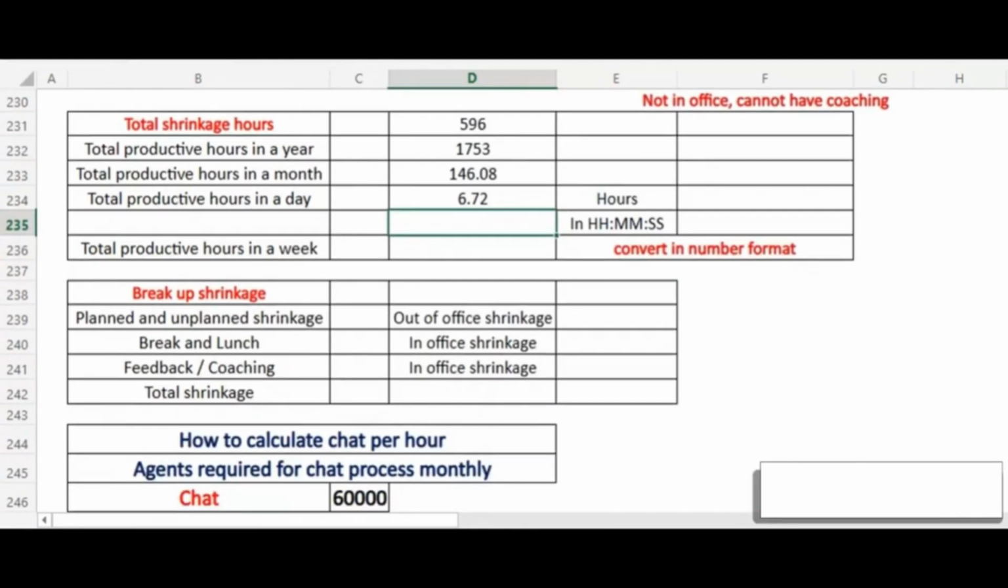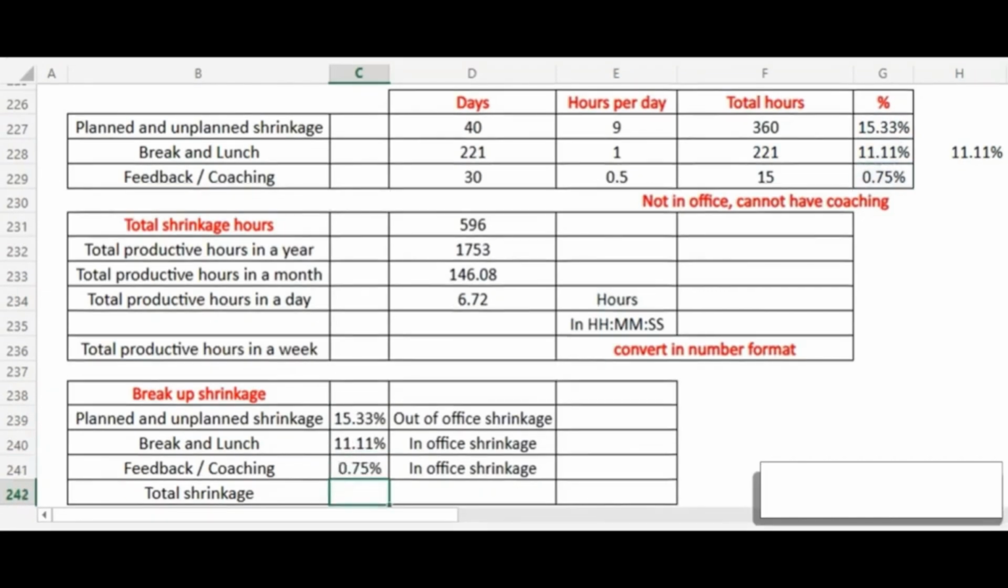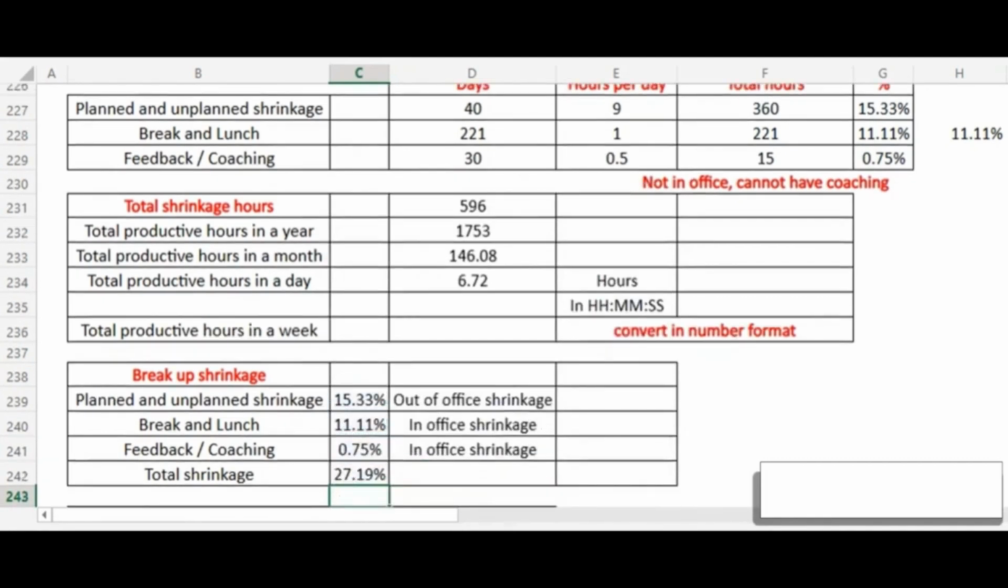So now the breakup of shrinkage. The planned shrinkage would be equal to 15.33. Then break and lunch shrinkage would be 11.11. Then feedback and coaching would be 0.75. So the total shrinkage would be the sum of all three, 27.19. So these calculations were based on the shrinkage model.